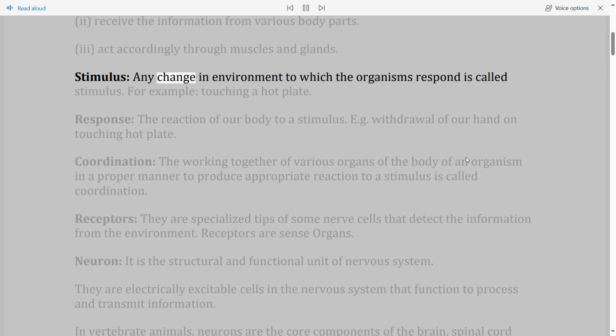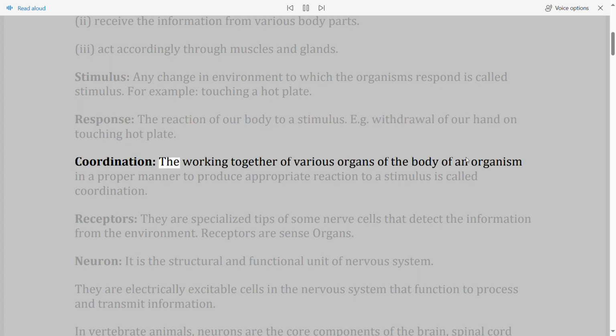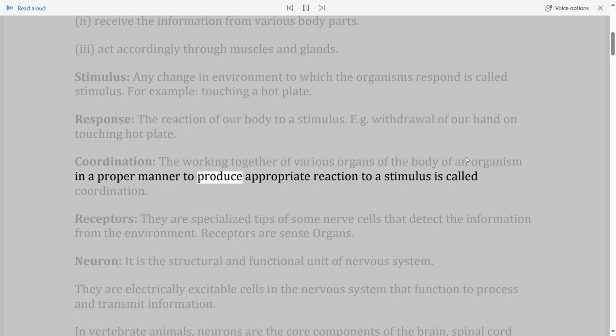Stimulus. Any change in environment to which the organisms respond is called stimulus. For example, touching a hot plate. Response. The reaction of our body to a stimulus. E.g. withdrawal of our hand on touching hot plate. Coordination. The working together of various organs of the body of an organism in a proper manner to produce appropriate reaction to a stimulus is called coordination.